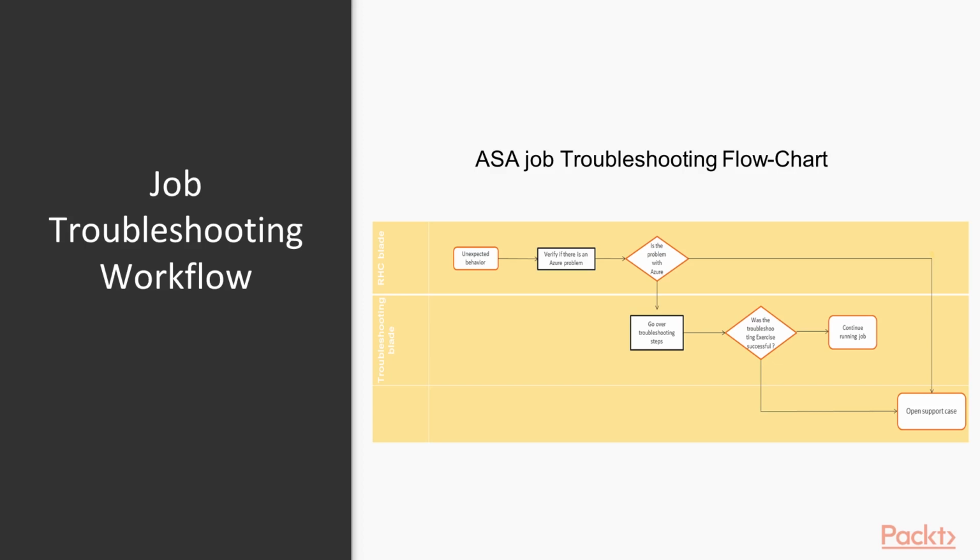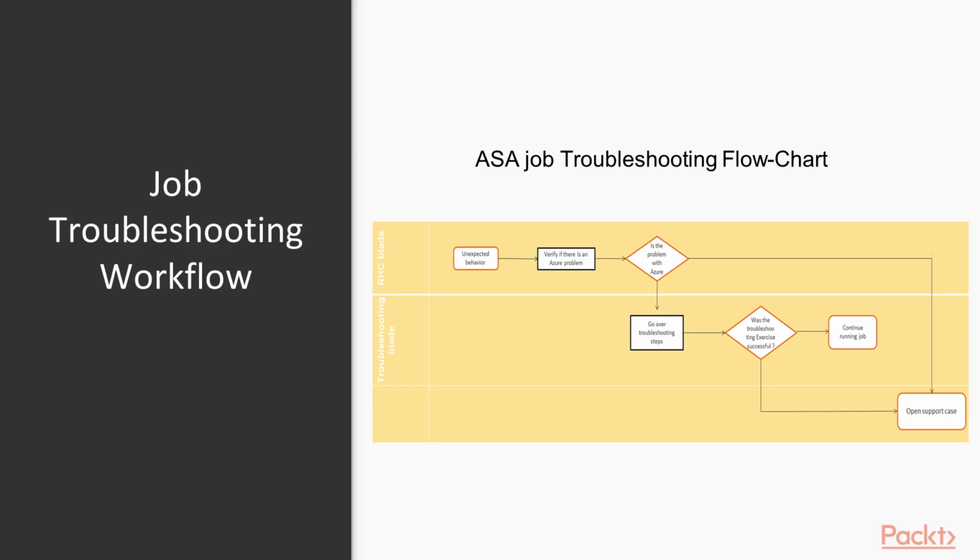Whenever you see some unexpected behavior occurring, or events mismatching, and you have troubleshot it the best possible way but there is still an issue, you can verify whether there is an Azure problem, and whether the problem is with Azure or on your service or application side. You can go over the troubleshooting steps, and once the troubleshooting process is successful, just collect the correct logs and continue with the running job.